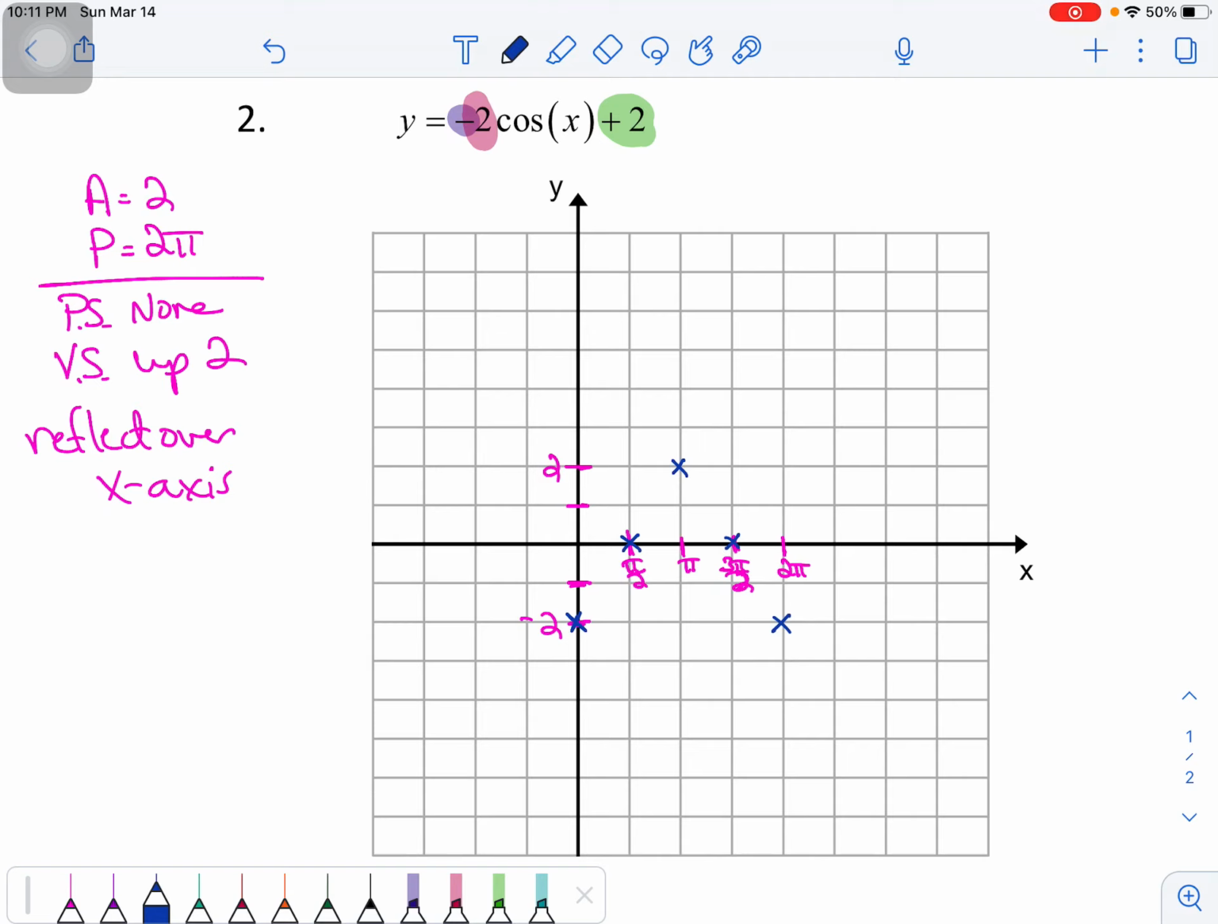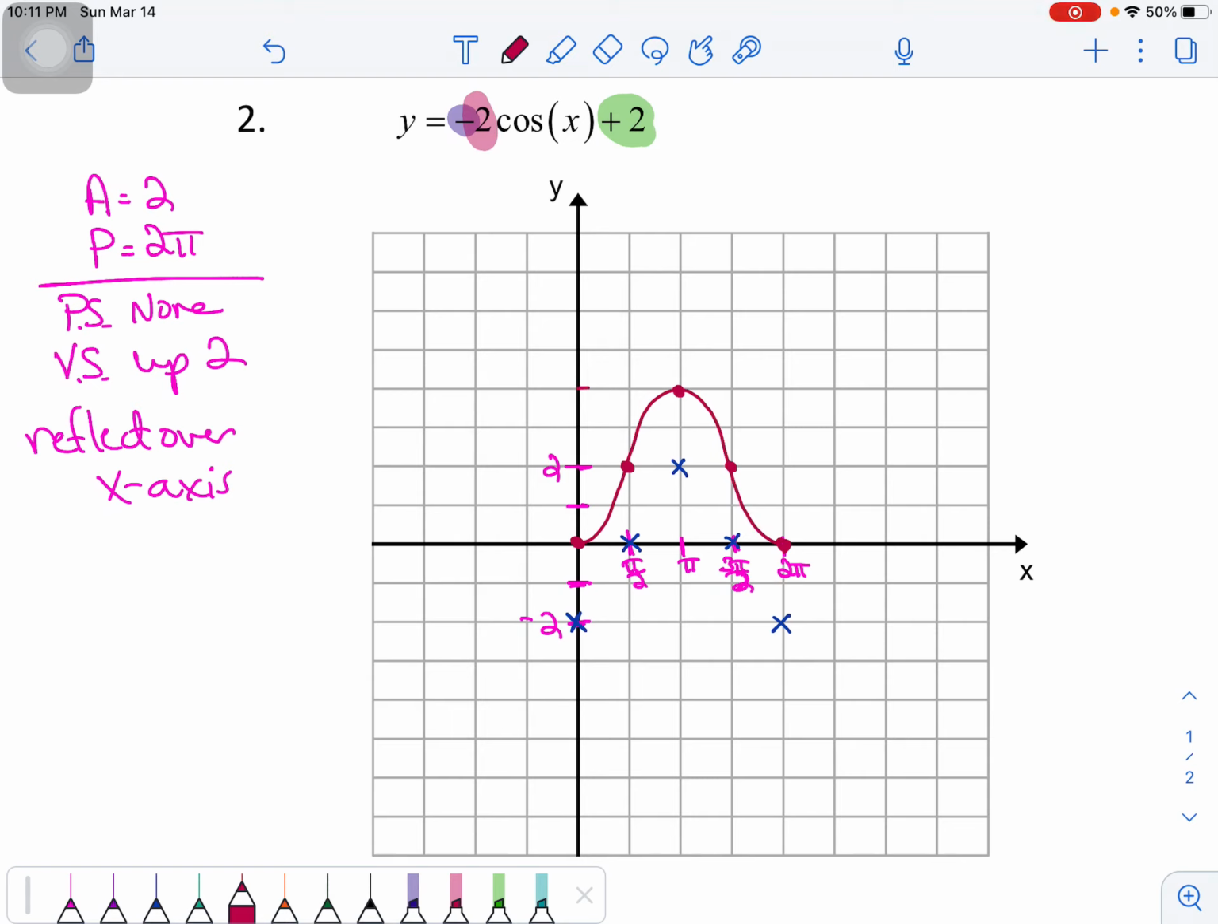Now every single one of those I am going to shift up, vertically shift it up 2 units. So this is going to move up 2, up 2, up 2, up 2, and up 2. So my cosine curve is going to look something like that.